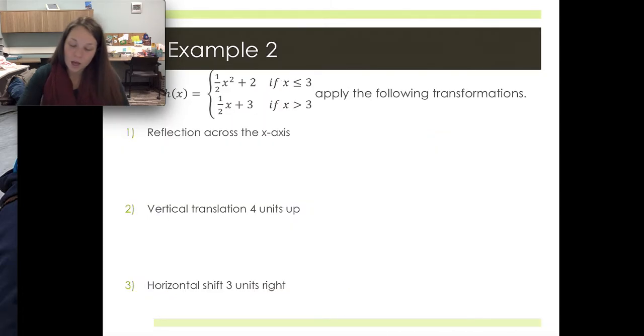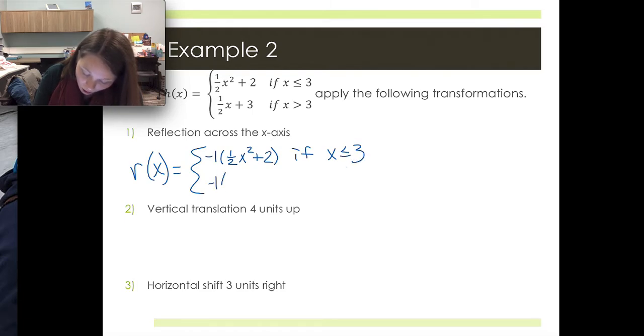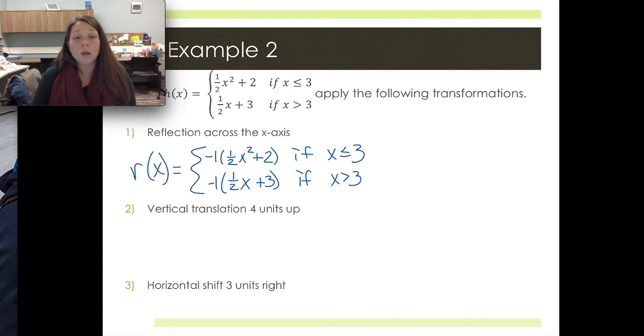All right, example 2. So don't be alarmed by the fractions. It really doesn't make it any more complicated, because we're really not doing a lot of simplifying. We're just applying these transformations. So the first one says a reflection across the x-axis. That is a vertical transformation. So I'm going to multiply the original functions themselves by a negative 1. This is a vertical transformation, so my inequalities on the end are not affected by this. So we get negative 1 times 1/2 x squared plus 2 if x is less than or equal to 3, and negative 1 times 1/2 x plus 3 if x is greater than 3.